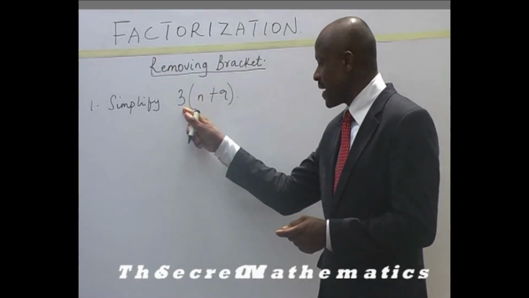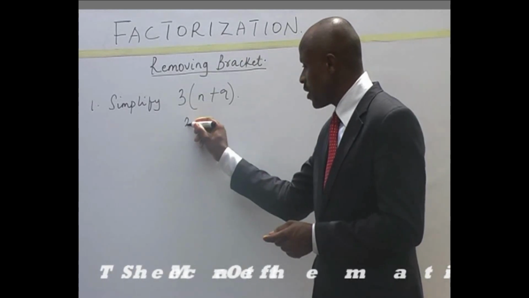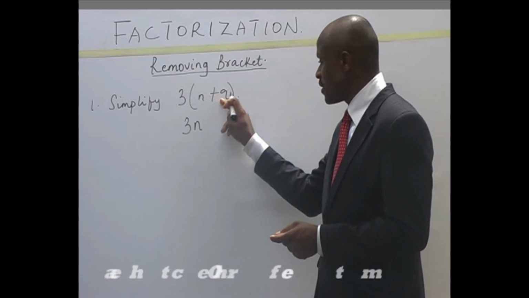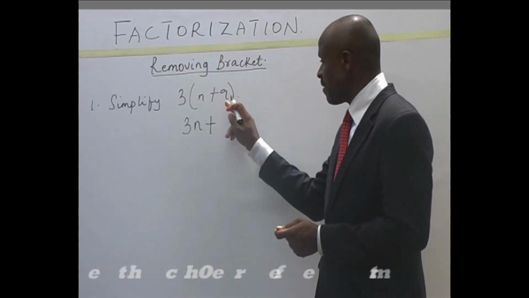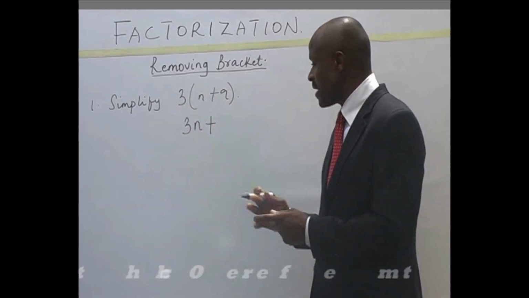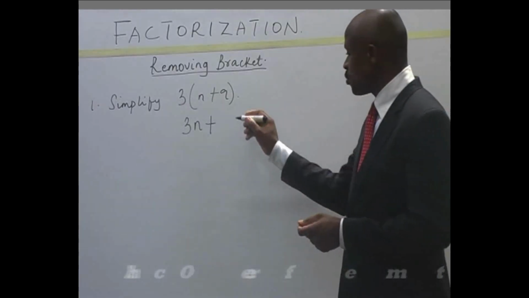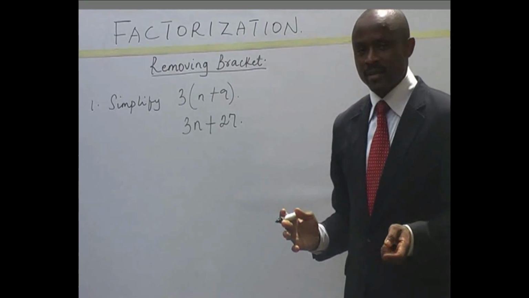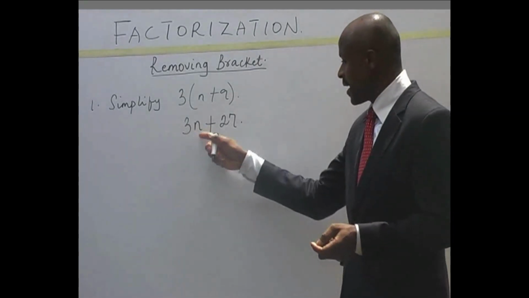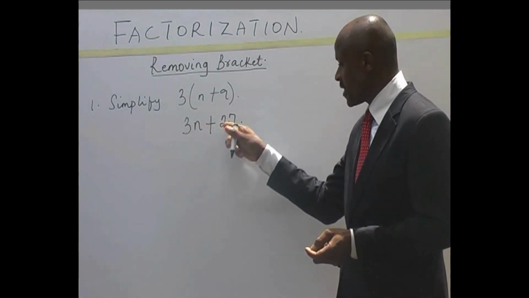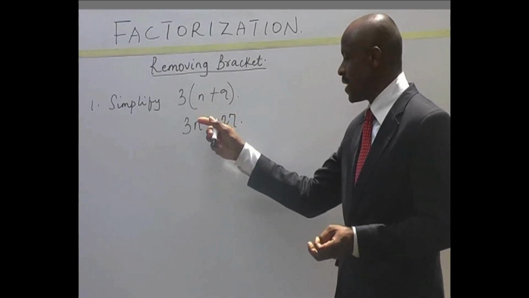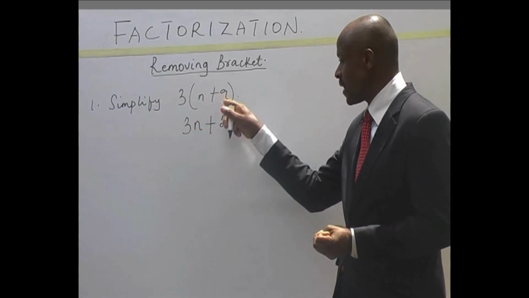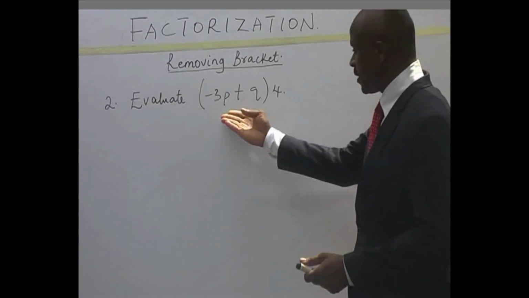First of all, 3 is multiplying n. 3 times n will give you 3n. Then 3 times plus 9 will give you plus whatever 9 times 3 is. And you know that 9 times 3 is 27. You have removed the bracket. This figure now, 3n plus 27, is the meaning of 3 into brackets n plus 9.